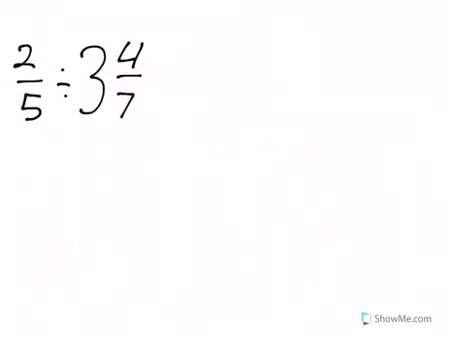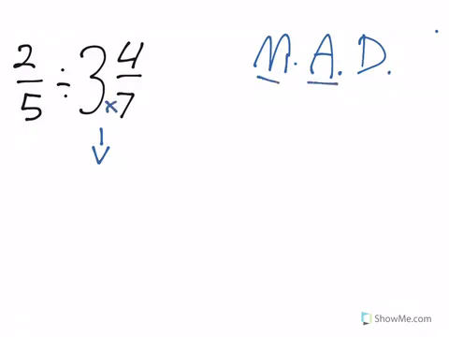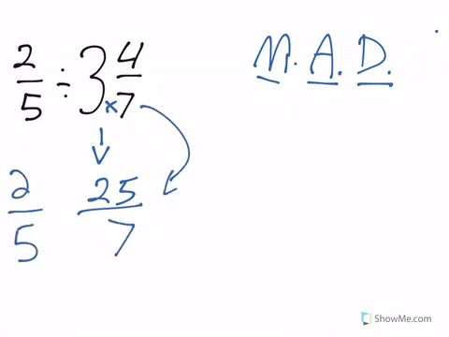Let's look at another example here. Okay, we have 2/5 divided by 3 4/7. First things first, we're going to convert this into an improper fraction. So we're going to use our multiply, add, denominator stays the same method. First we're going to multiply. 7 times 3 is 21. We're going to add 21 plus 4 gives us 25, which is our new numerator. Denominator stays the same. Bring down the 7. So now our new problem is 2/5 divided by 25/7.